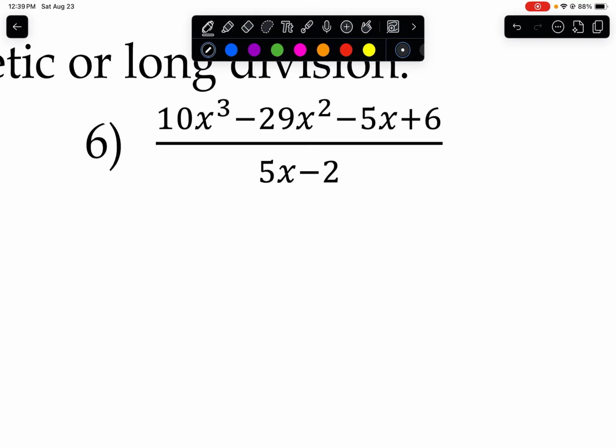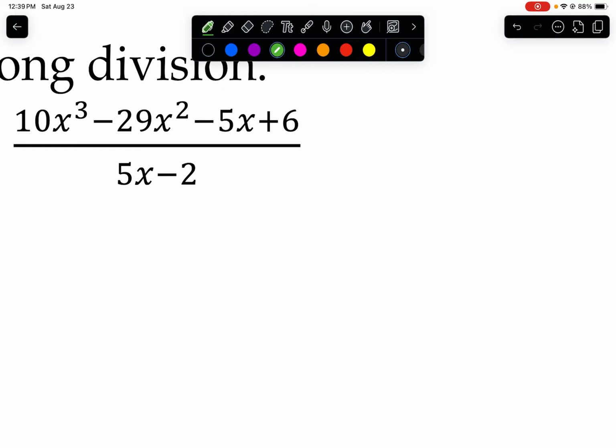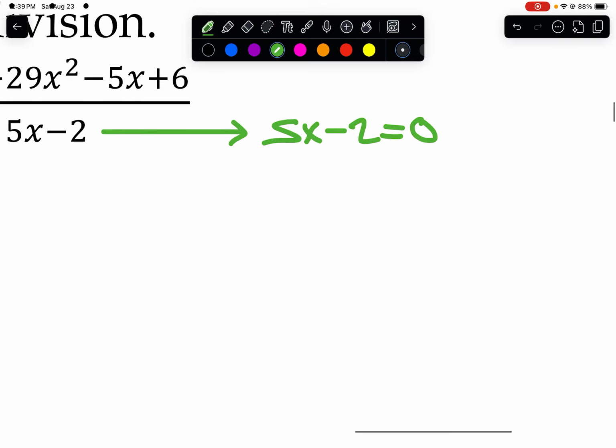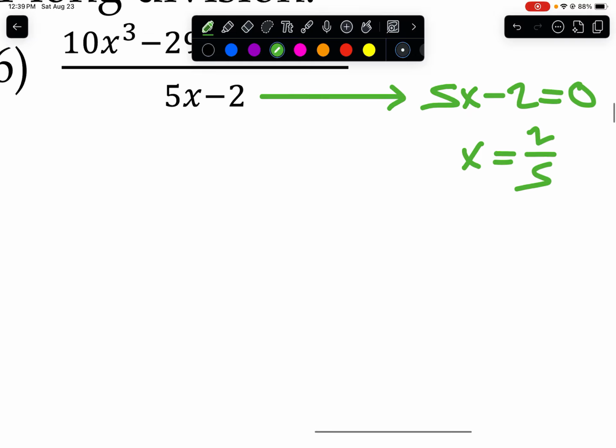So let's take your divisor over here. We're going to set that bad boy equal to 0. So 5x minus 2 equals 0. Now you add 2 and then divide by 5. So that's going to give you an x value of 2/5. So that's what I'm going to use for my synthetic.